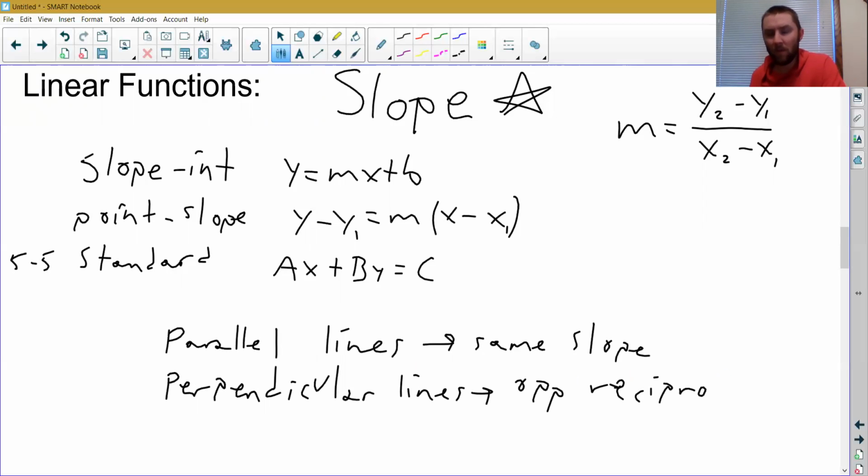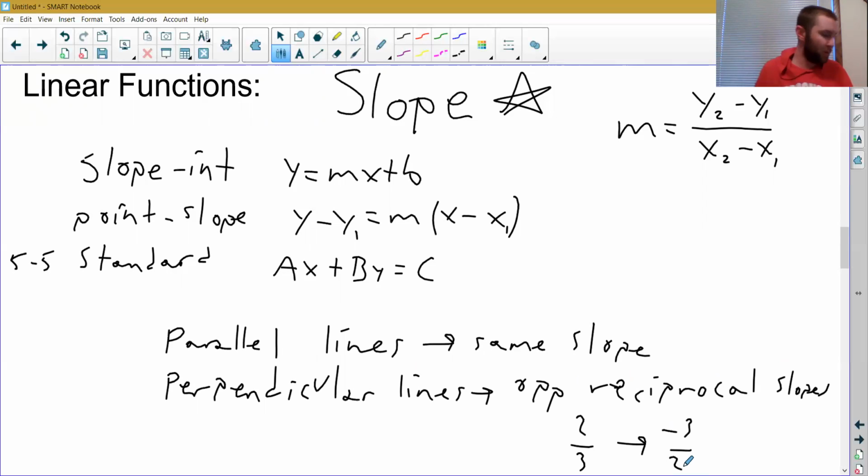Reciprocal slopes. Okay, and that, remember, meant 2/3 became -3/2, right? We flipped the fraction over, we also made it negative. So that was the main things from chapter 5. The slope is super important.